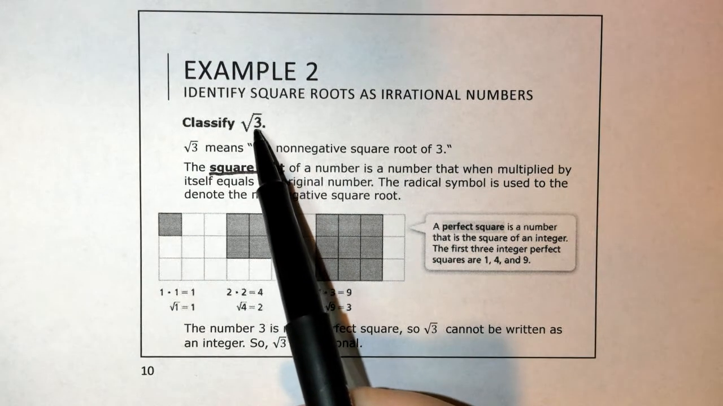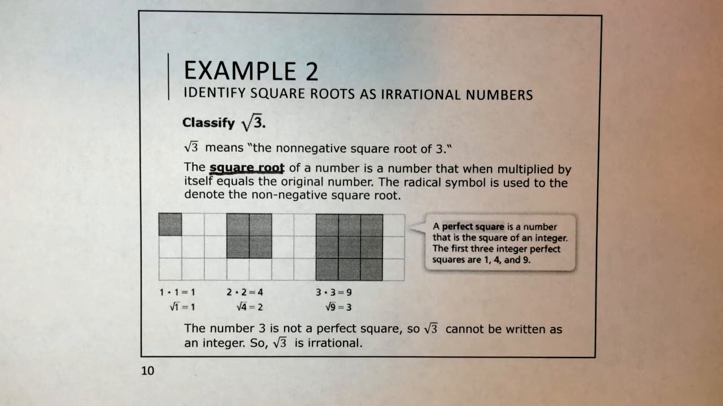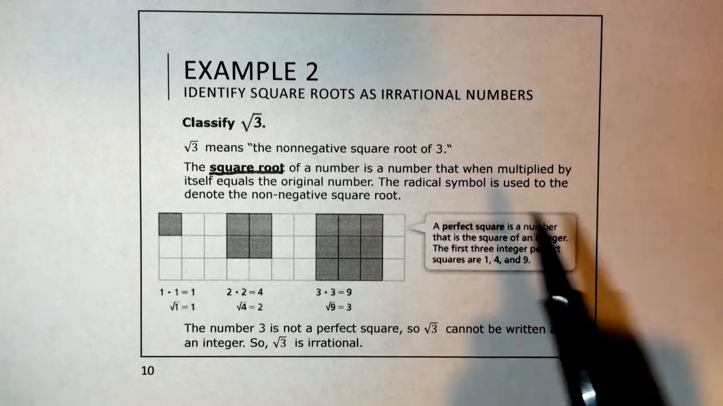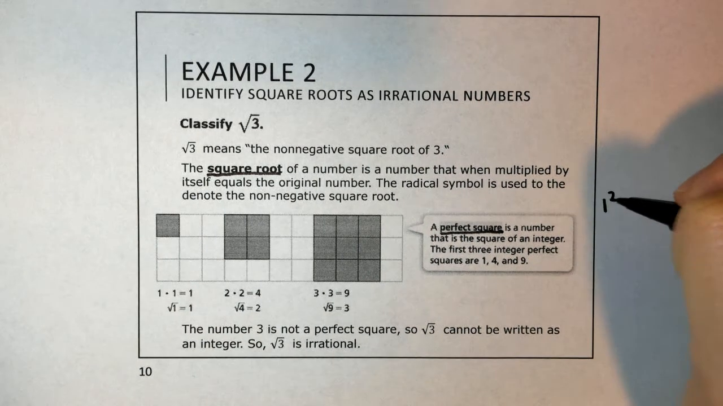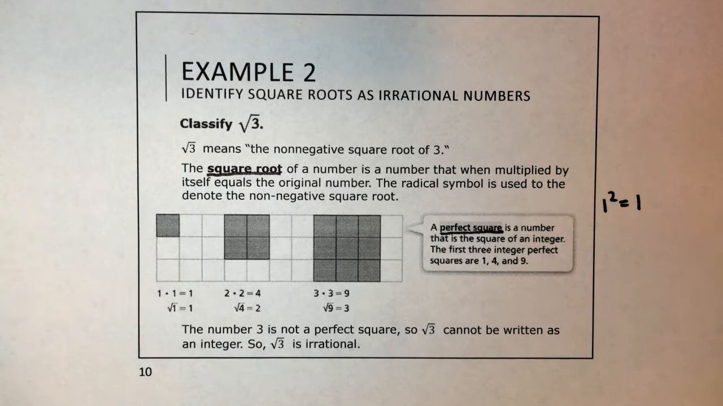So here, is there a number that's multiplied by itself to give me 3? That's what we're thinking of. In order to do that, it's helpful to know your perfect squares. A perfect square is a number that is the square of an integer. So when I take the number, say 1, and square it, I'm multiplying it by itself. So 1 times 1, and that product is considered the square, the perfect square. So 1 squared, 1 times 1, gives me 1.